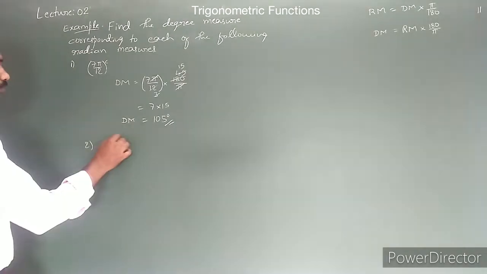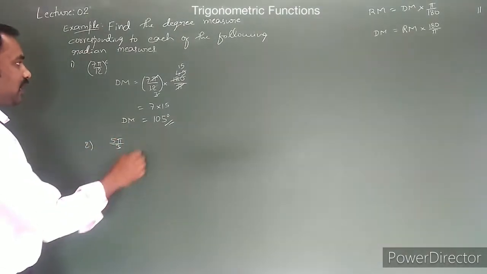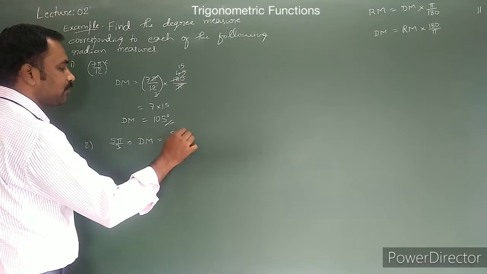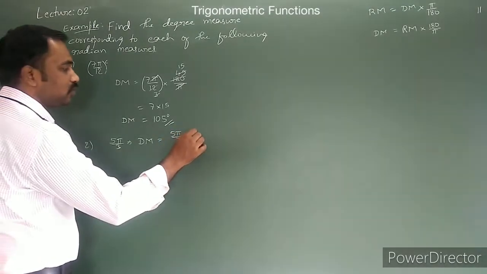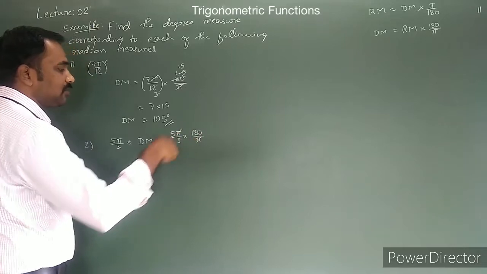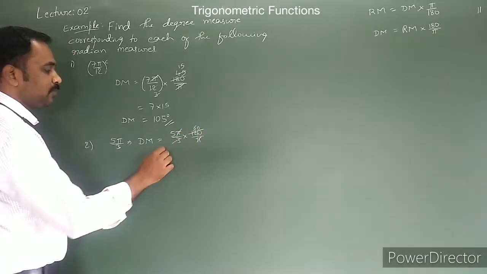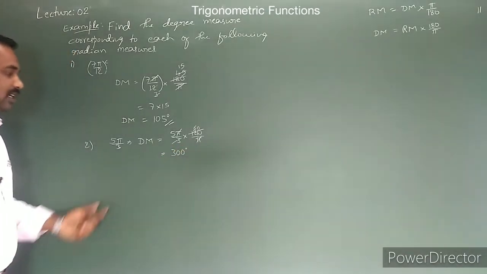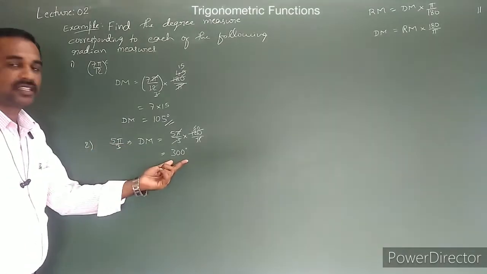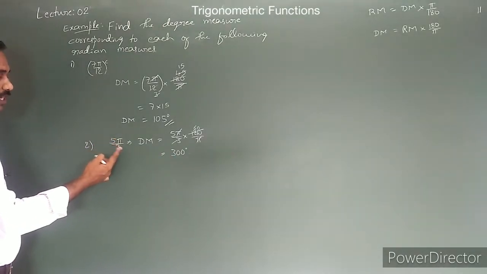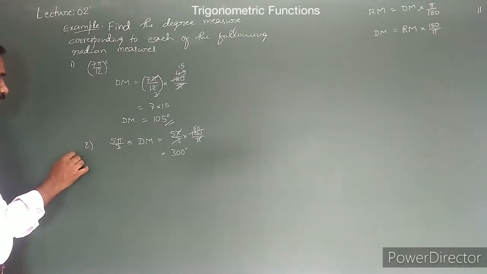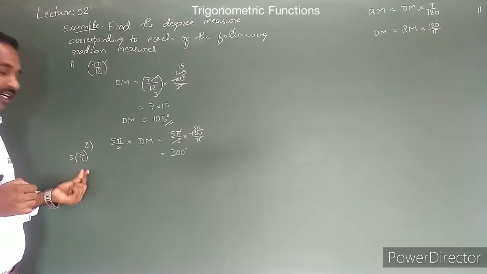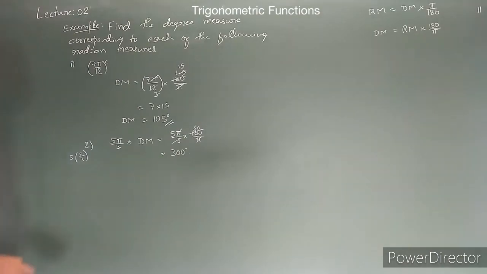Similarly, second one, 5 pi by 3. We have to get the degree measure of this one. 5 pi by 3 into what do we have to multiply? 180 divided by pi. So pi gets cancelled. 3 1s are 3, 60s are 60. So the answer is 5 into 60, which is 300. So the required degree measure of 5 pi by 3 is 300. We can observe that 5 pi by 3 can also be written as 5 into pi by 3. Already you know that the standard angle pi by 3 is nothing but 60 degrees. 60 into 5, so directly we will get 300.